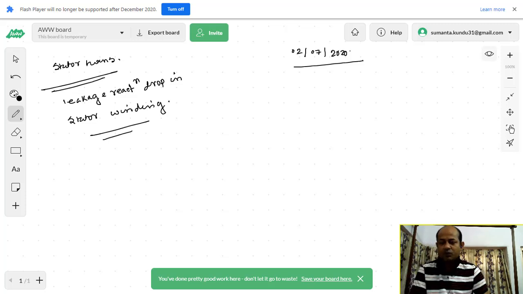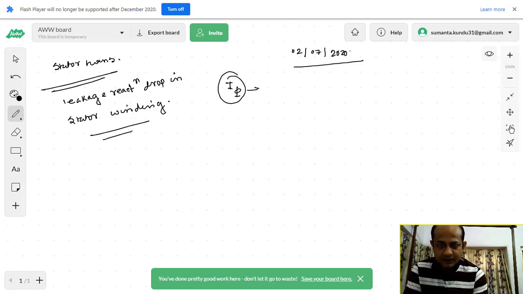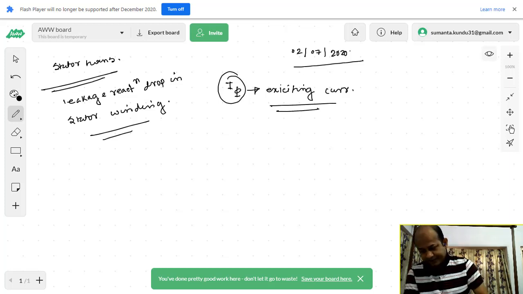So whatever may be the flux, whether it is the mutual flux or the stator leakage flux, both are produced from the magnetizing component of stator exciting current, I phi. So this exciting current of the stator is responsible for the production of both the fluxes inside this single phase induction motor.